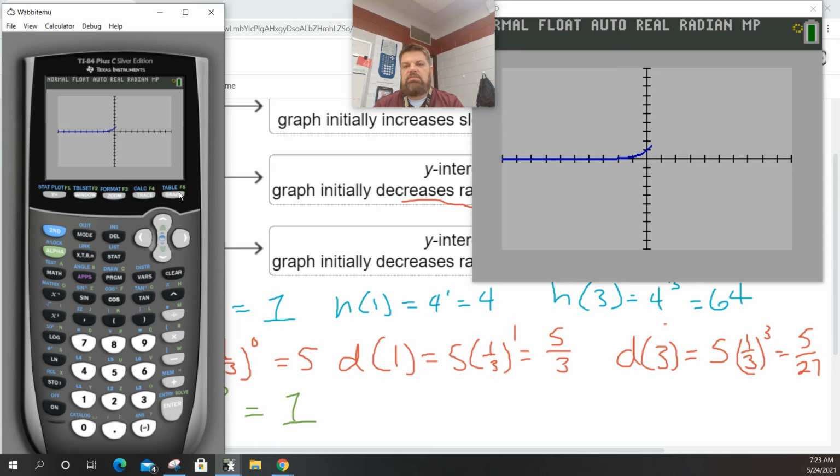So there's the blue one, it increases slowly, and then increases quickly. It'll probably do the green one next. So that one decreases and then decreases slowly. And then the red one is going to be very similar to the green one, except it's going to have a y-intercept that's much higher up. So let's just take a picture of that.